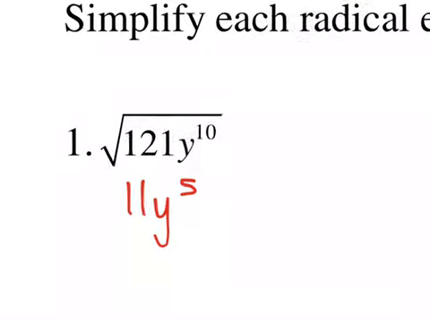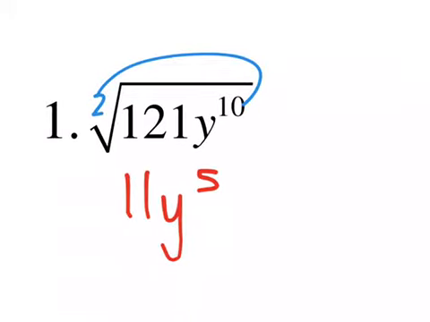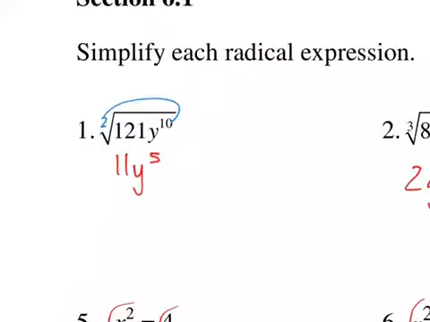This y to the 10th, remember this concept is all about the index and how many groups you could take out. So with this being y to the 10th power, essentially we're dividing 10 by 2 to figure out that 5 y's would make it out, giving us y to the 5th.